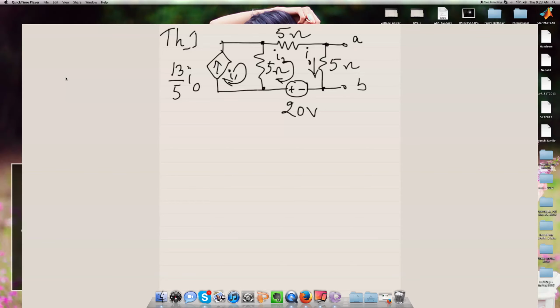So let's try to recap this circuit, folks. We have a voltage source in an amount of plus and minus as shown here, 20 volt. We have three resistors each of 5 ohm. We have a current dependent current source shown by the diamond in an amount of 13 over 5 I naught, where I naught is the current shown in the second mesh.